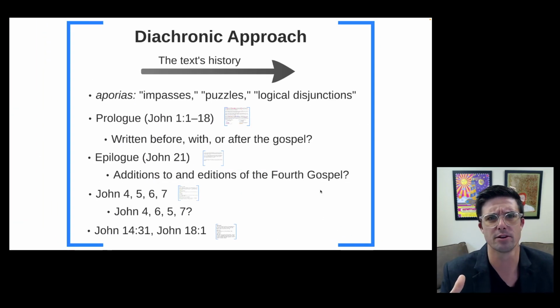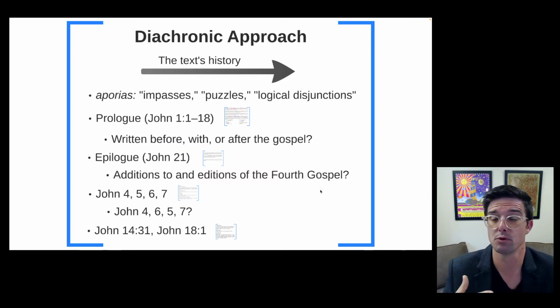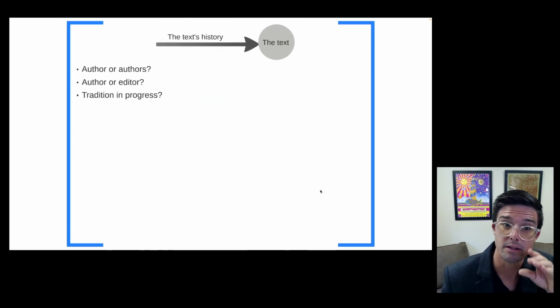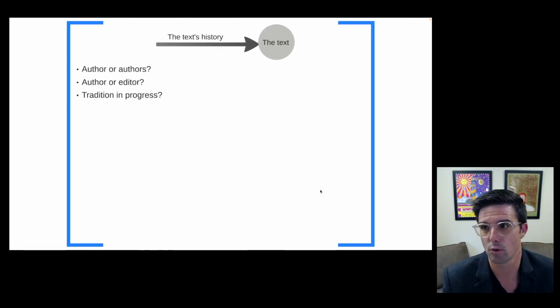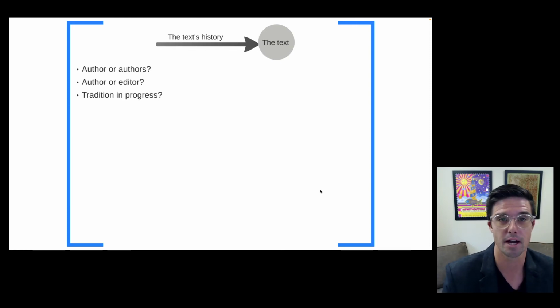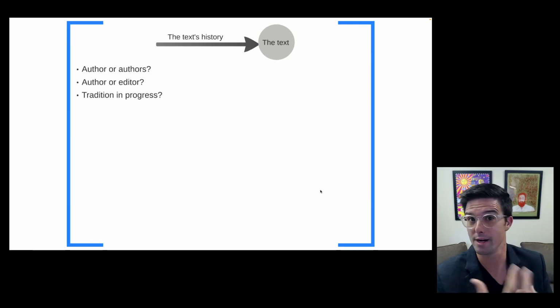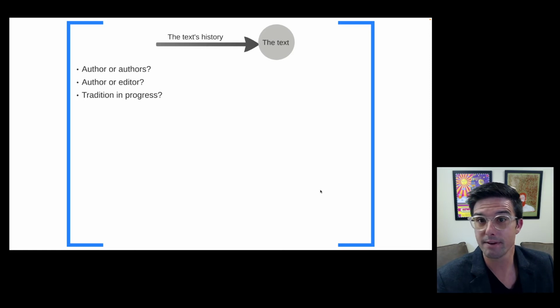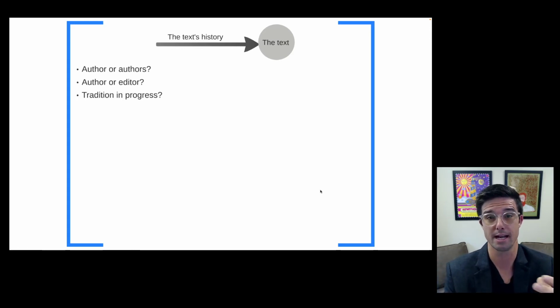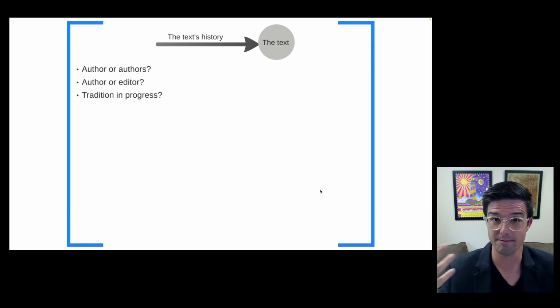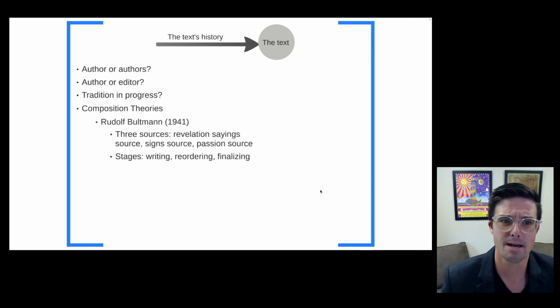So all of these are examples of where we might see literary seams, or where we might see examples of different sources being used in the 4th gospel. And it leads to lots of different questions. Do we have a single author of the Gospel of John, or do we have multiple authors writing different parts of it? Should we be thinking about an editor for the Gospel of John that's bringing these different sources together and writing in little bits to connect them? Is the Gospel of John a tradition in progress, something that was developing over a period of time?